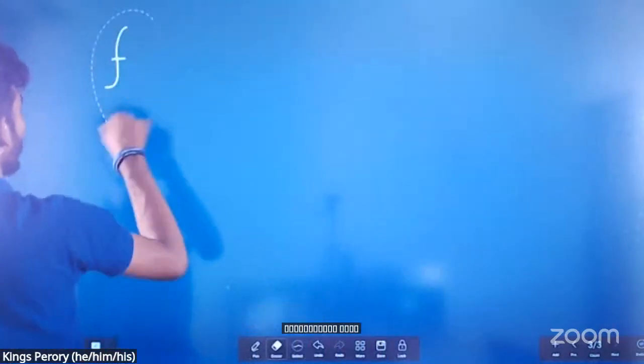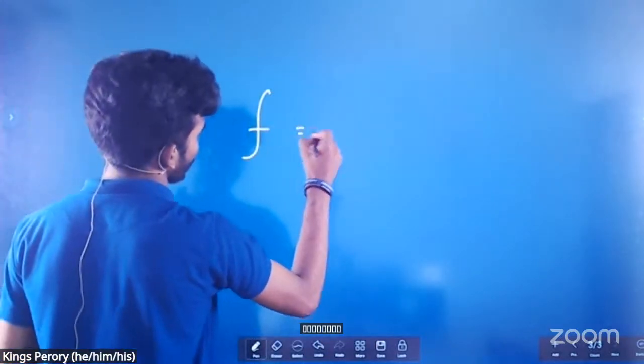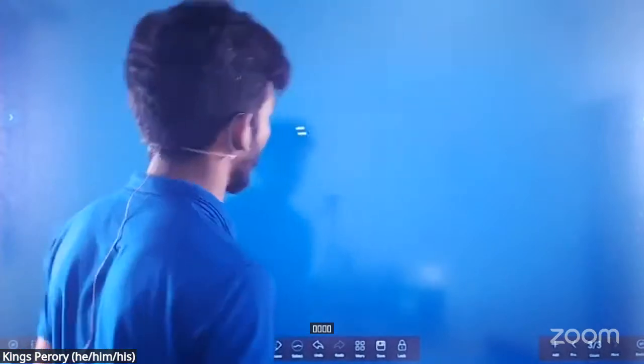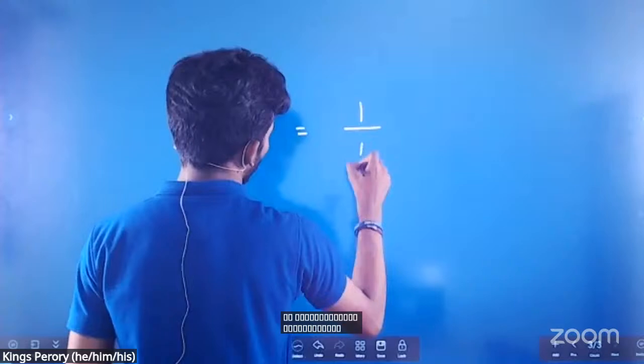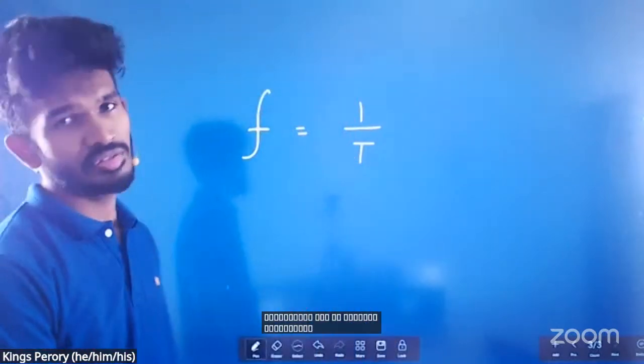Relationship between frequency and period: it's the reciprocal, the inverse. Frequency is 1 over period. Frequency is the reciprocal of period.